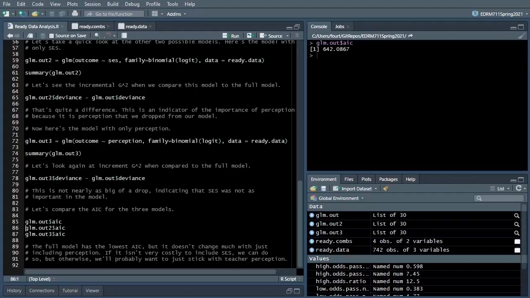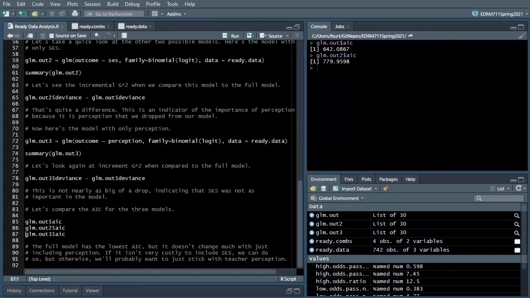Now I'm going to look at the model with just SES. So with just SES, the Akaike information criterion is looking at how much the G-squared changed, but also looking at the fact we only have one variable. It will like that we have one variable, but it won't like it if G-squared changes a lot. And it changed a lot. The Akaike information criterion went up, even though we dropped a variable, which gives us more parsimony. We had quite an increase in the AIC.